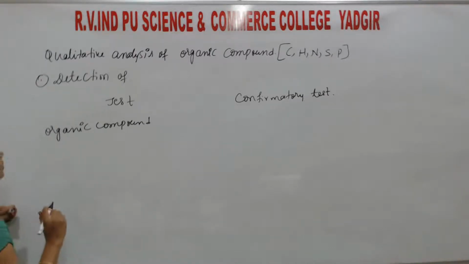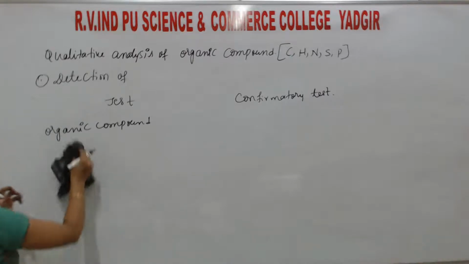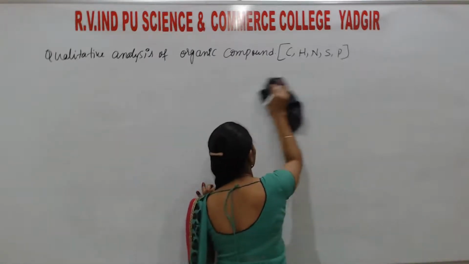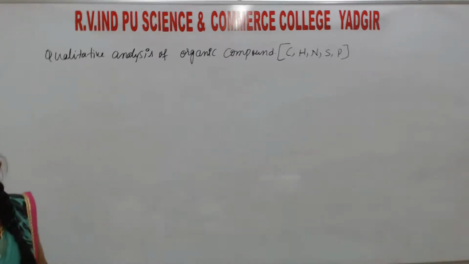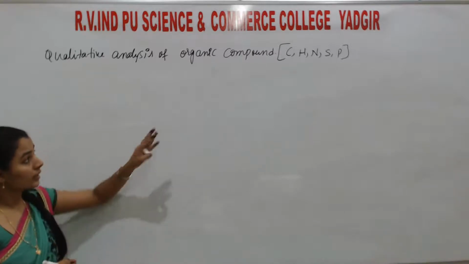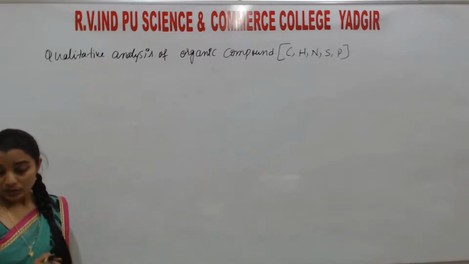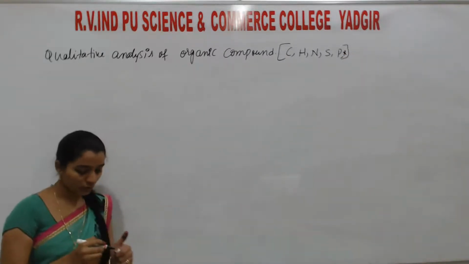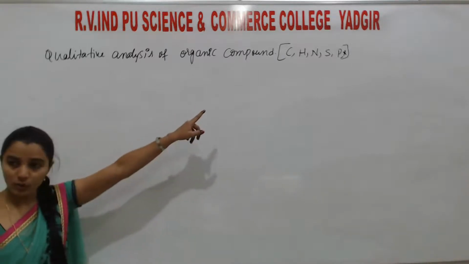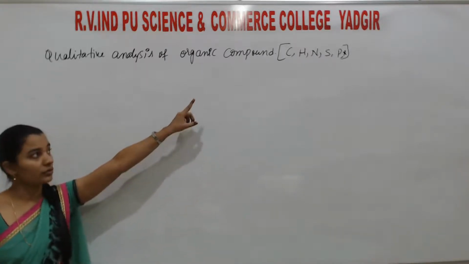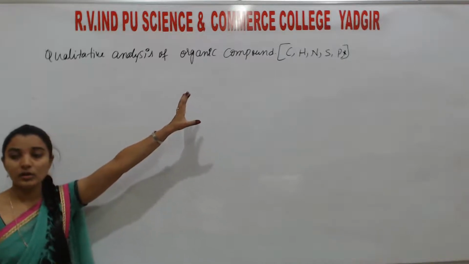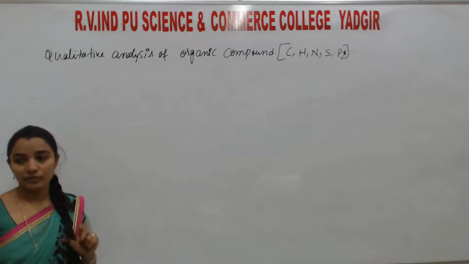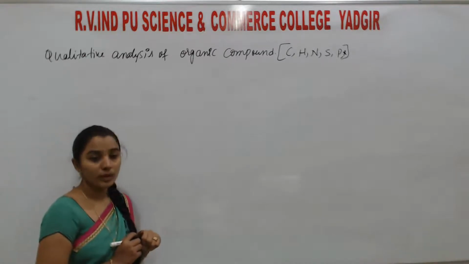I'll go to another test, that is this one. Initially the carbon and hydrogen are directly tested like this. But remember the nitrogen, sulfur and phosphorus, and halogens also, are in covalent form. Initially, they are converted to what? Ionic form. How? By treating with sodium.